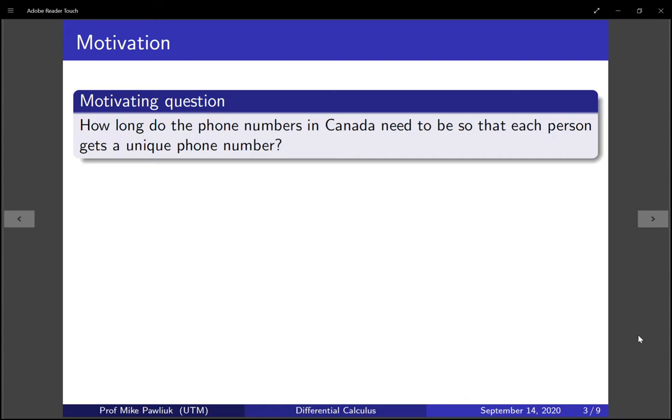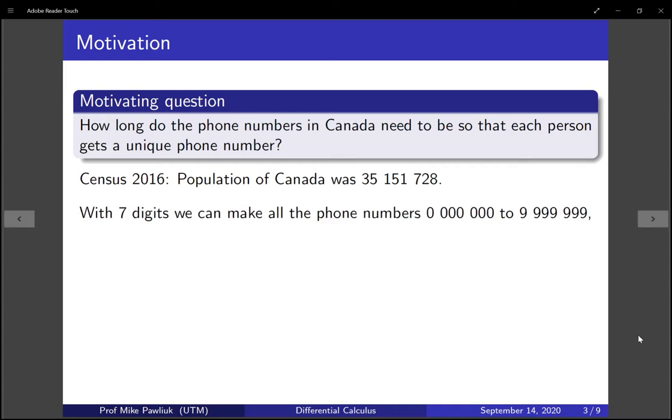Our motivating question is, how long do the phone numbers in Canada need to be so that each person gets a unique phone number? Take a moment to think about this now. And as a fact, the population of Canada was 35,151,728 as of 2016.